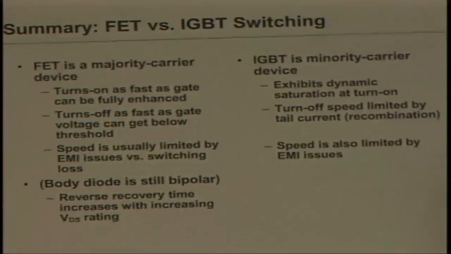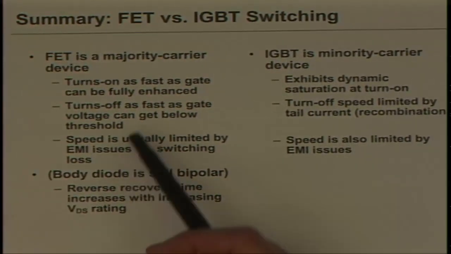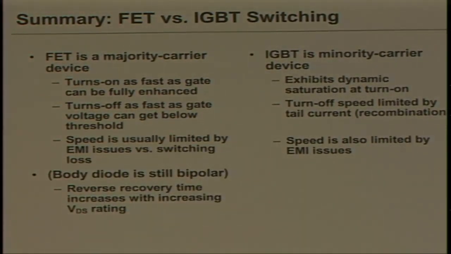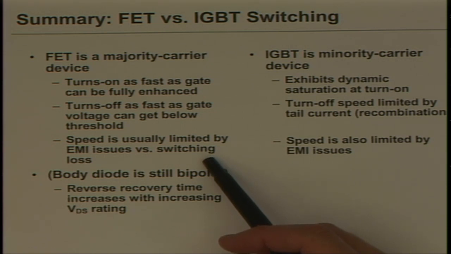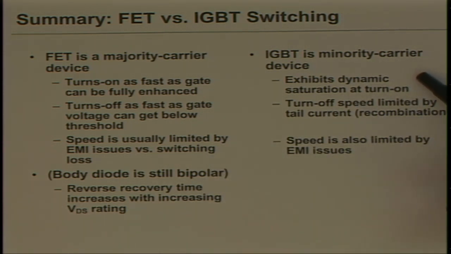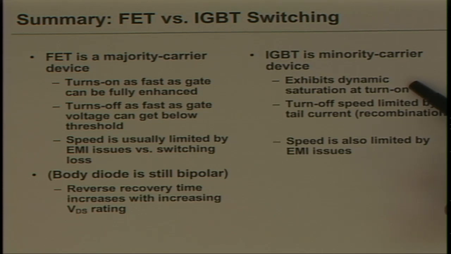Okay, so just to summarize, comparing the two switches, a FET is a majority carrier device. It turns on and off as fast as you can get the gate turned on and off. The speed really isn't usually limited by the device itself. It's limited by the application, by electromagnetic interference and compatibility issues, dV/dt, dI/dt kind of issues. An IGBT is a minority carrier device, so it has some dynamic turn on and turn off characteristic, a little bit of time it takes to get the minority carrier charges going in the junction. The turn off speed is limited by recombination.